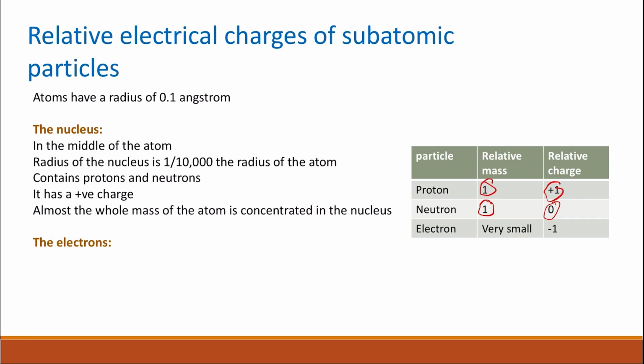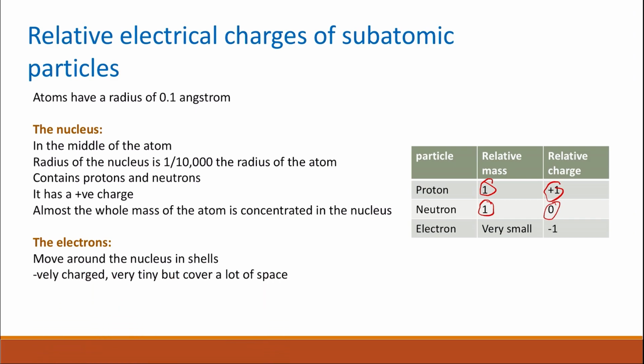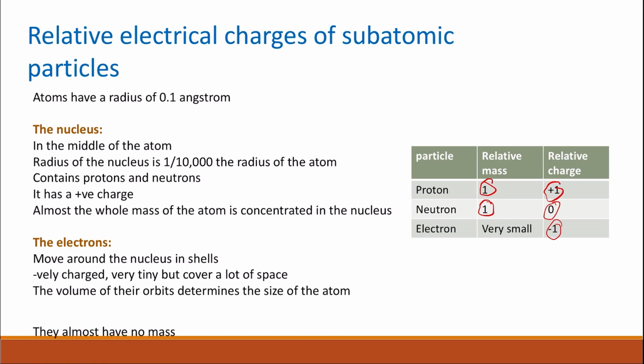And then we have the electrons. The electrons move around the nucleus in shells, and each electron has a relative charge of -1, and their relative mass is very, very small compared to the protons and neutrons. It is almost completely neglected, so this is why the whole mass of the atom is concentrated in the nucleus. The volume of the orbits of the electrons determines the size of the atom, because most of the size of the atom is due to the orbits of the electrons.